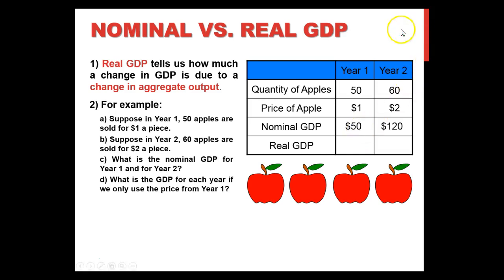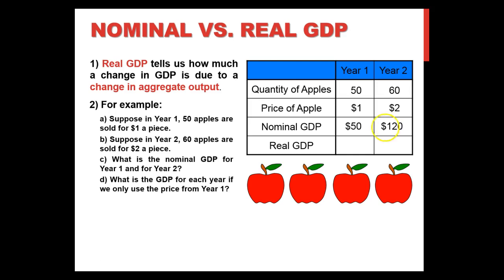In year two, nominal GDP is $120 because we produced 60 apples. The price increased to $2 a piece, and so $120 went into purchasing those products. But are we really more than twice as healthy an economy as we were before? In nominal terms, yes, but in real terms, no.